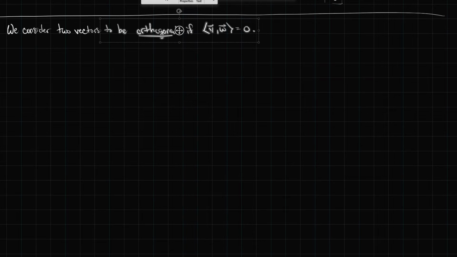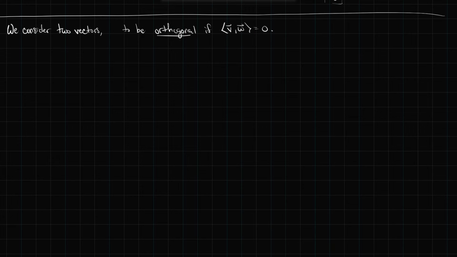Finally, we'll talk about orthogonality, and this is pretty straightforward too. We consider two vectors, v and w, to be orthogonal if the inner product between the two is 0. And so that's just a name that we give to these vectors that we call orthogonal.